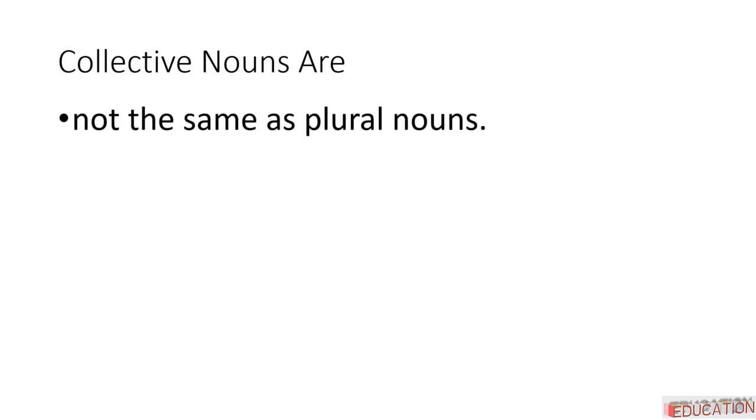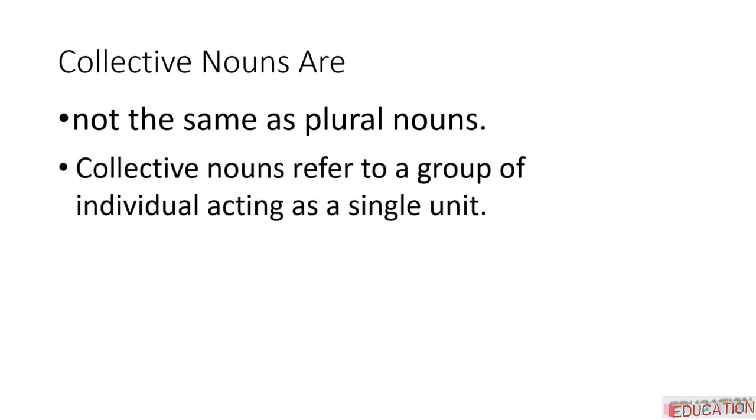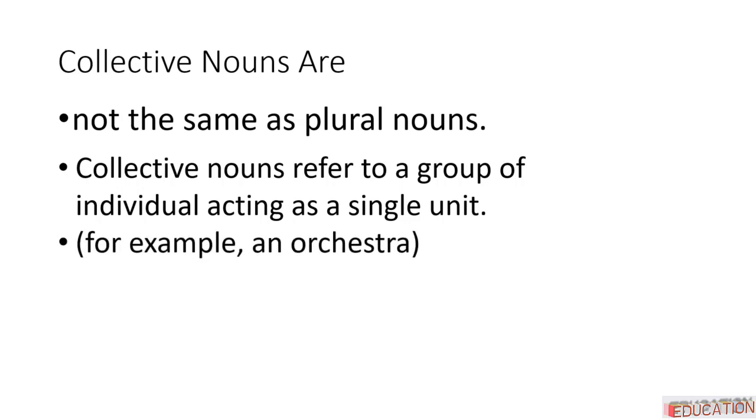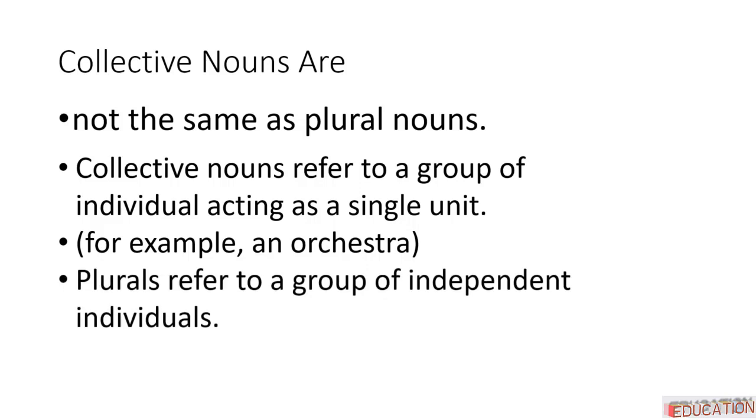Collective nouns are not the same as plural nouns. Collective nouns refer to a group of individuals which act as a single unit. So for example, an orchestra. Plurals just refer to a group of independent individuals. For example, musicians. To show an example with musicians and orchestra, you could say the musicians are playing well, but you would say the orchestra is playing well.